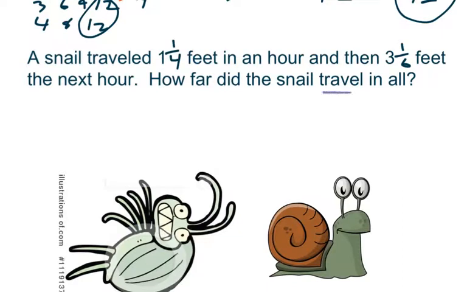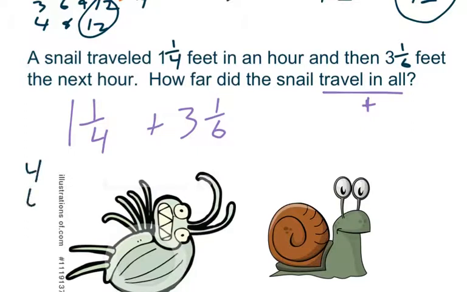Our words travel in all means that we are doing addition. We're adding up the total distance traveled. So 1 1/4 the first hour plus 3 1/6 the second hour. And then after those 2 hours, how much do we go in all? Let's get the same denominator with our 4 and 6. So 4 and 6, we think 4, 8, 12, 6, 12. Our least common multiple is 12.